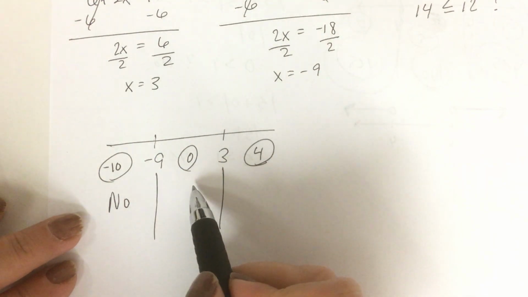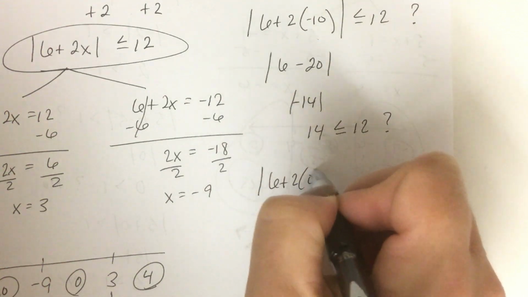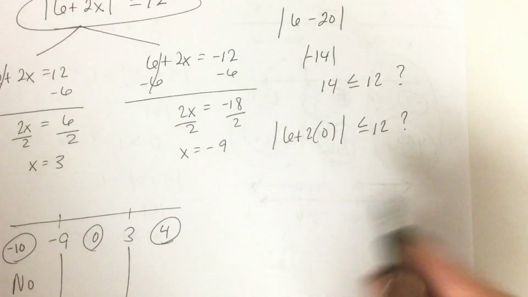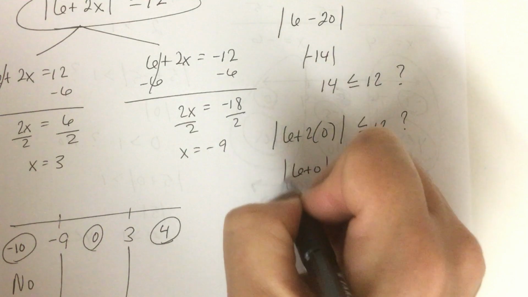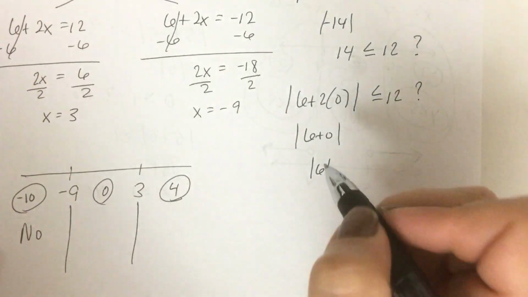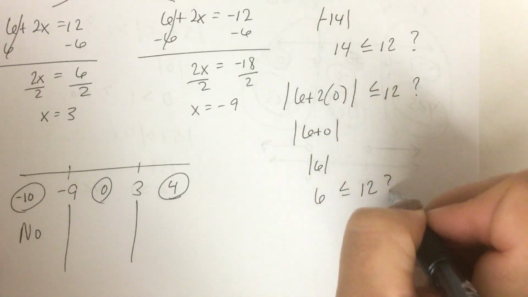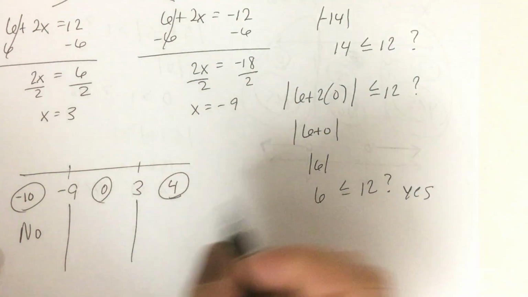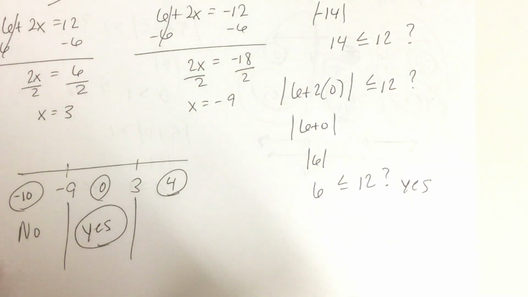Okay, now I'm going to plug in 0. Absolute value of 6 plus 2 times 0 is less than or equal to 12. Anything times 0 is 0, so this becomes 6 plus 0. 6 plus 0 is 6, so I have the absolute value of 6. Absolute value of 6 is regular 6, and I want to know if that is less than or equal to 12. And yes, it is. So my middle section, where the 0 came from, gives me a yes.